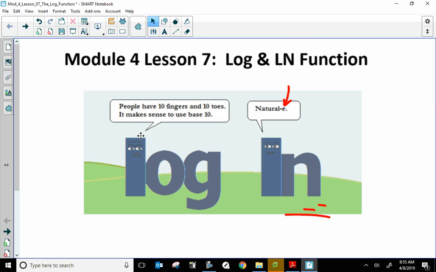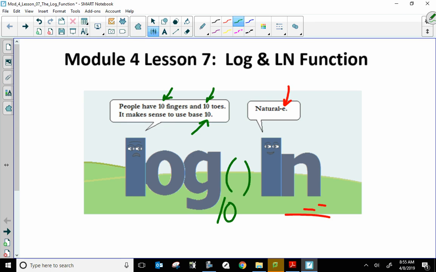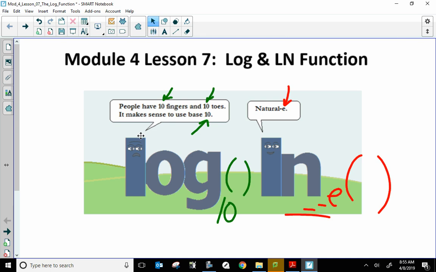And actually, log and natural log will perform the same operations, just to different bases. People have 10 fingers and 10 toes, and it makes sense to use a base 10, because log has a base 10 to whatever it's taking the log of. Natural log has a base e. That's important, but not so important, but important. Let's just move forward and start to plug and play.